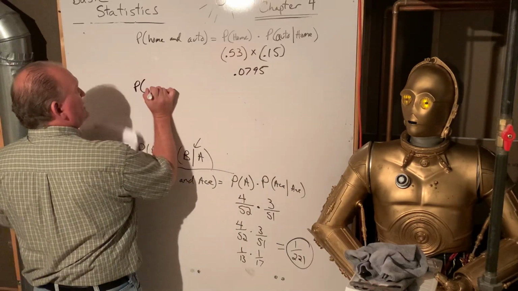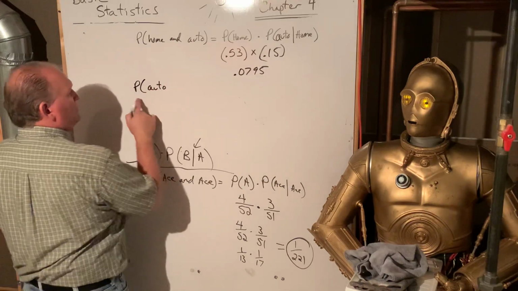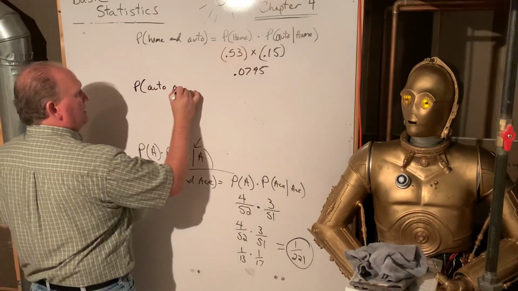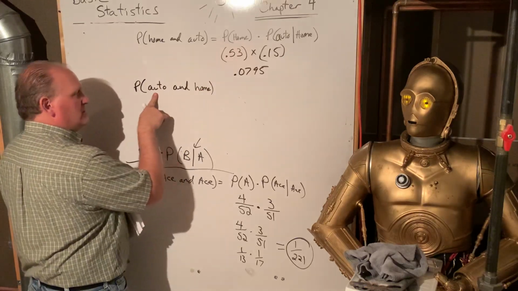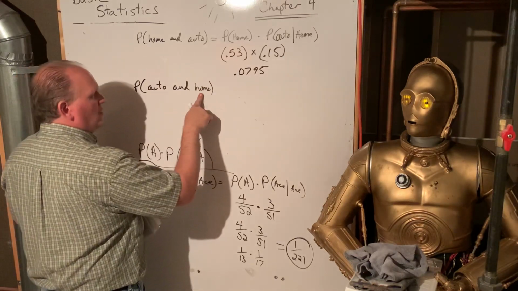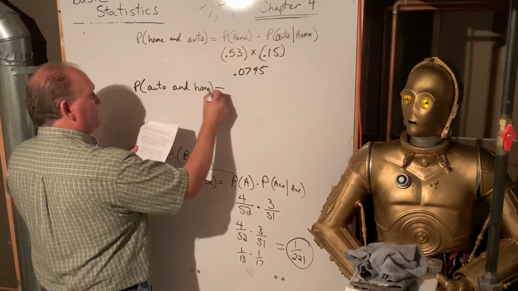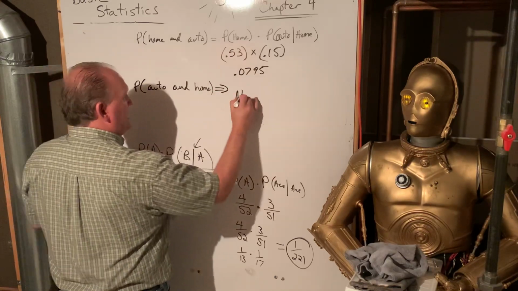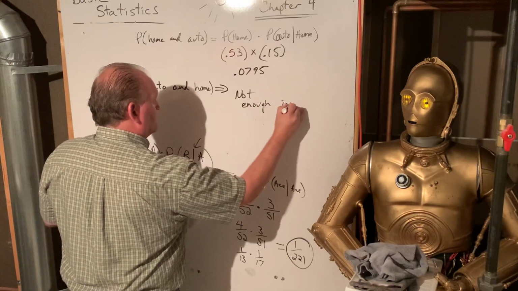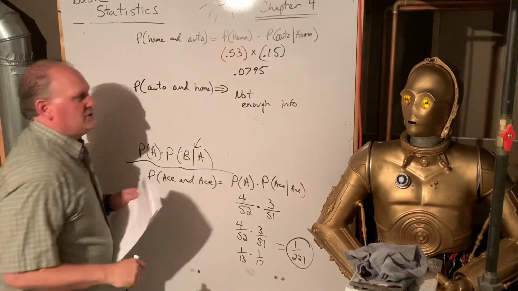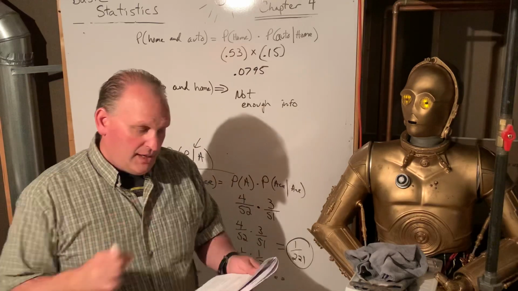If we tried to flip it, you can't. They didn't give us info about that. If you asked what's the probability of auto, and then homeowners given auto, so how many people are insured for auto, and how many have home given that they have auto, they didn't give us that information. So we cannot figure that out. You can't just flip-flop those around. All right.